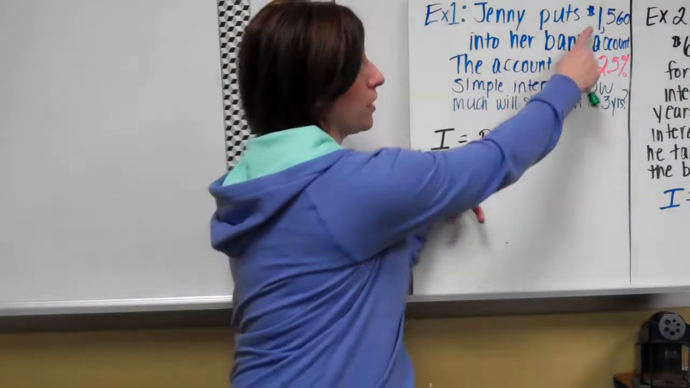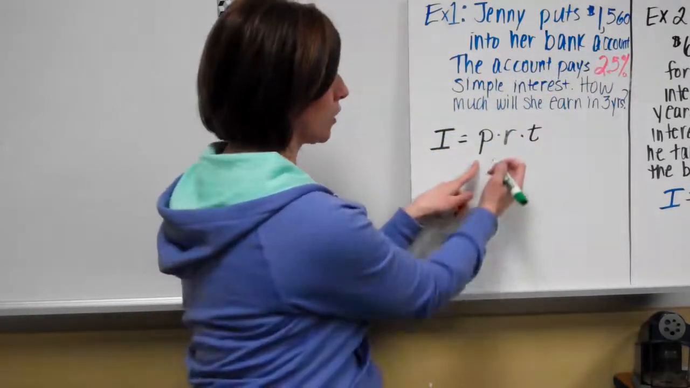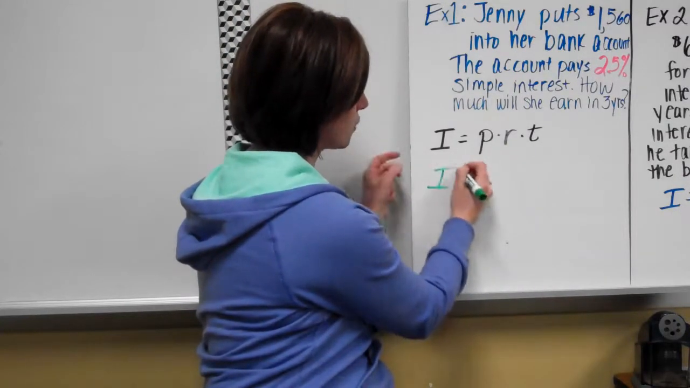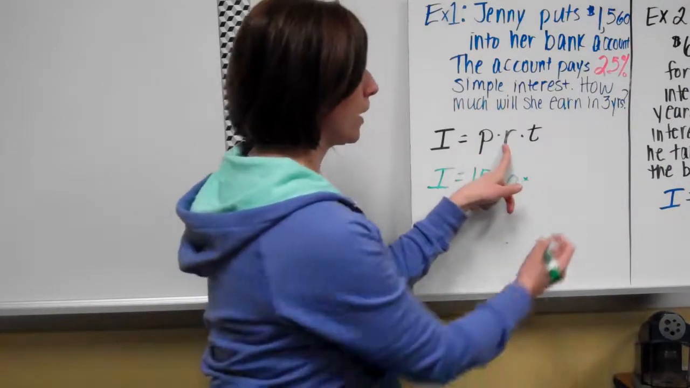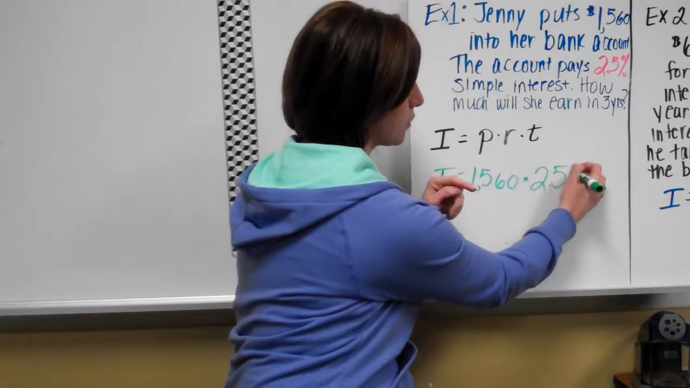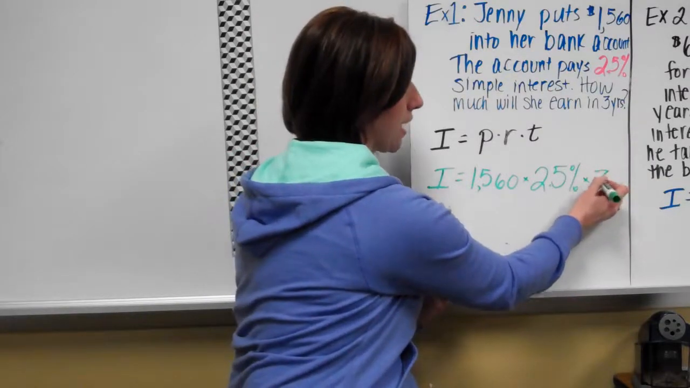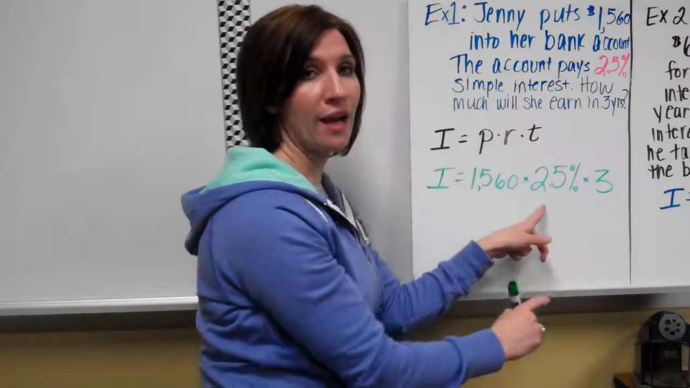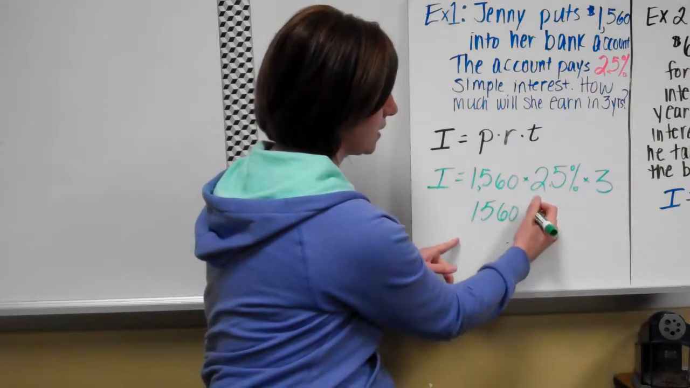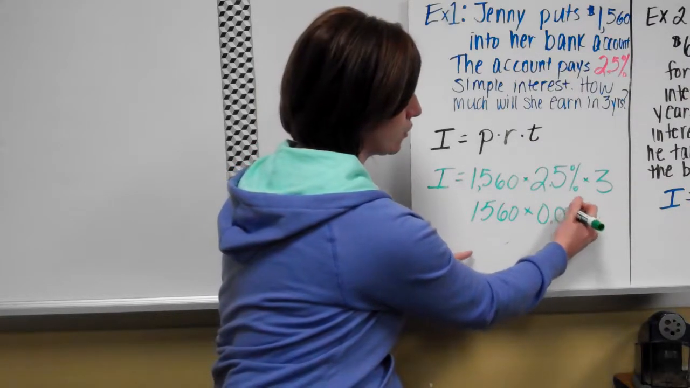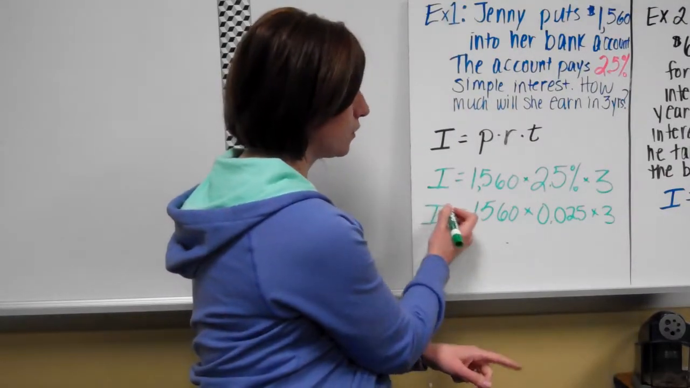However, we know what the principal is. It tells us it's the original amount. So we're going to take this 1,560 and put it into the principal. So the interest is equal to $1,560 times the rate, which is 2.5, and this is a percent, times your time. It's already in years, so we can just put times 3 here. Remember, we have to change your percent to a decimal. So really, I'm going to be calculating 1,560 times 0.025 times 3. This is going to give me the simple interest.